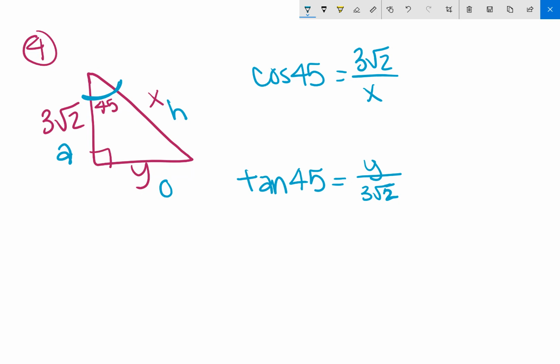Okay. And remember, cosine of 45 is square root 2 over 2. And it equals all that lovely stuff. And tangent of 45 is 1 over 1. And all that fancy stuff. Okay. All right. For number 5, we got another 45, 45, 90.